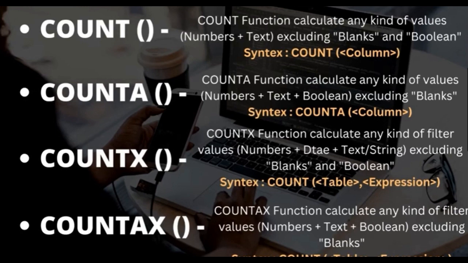Next one is COUNTX. The COUNTX function counts any kind of filtered values, numbers, dates or text strings, excluding blanks and boolean. So it doesn't work for boolean, and it works for numbers, dates and text strings. The syntax is COUNTX(table name, expression). As I already told you, COUNTX or anything with X works with some condition or some filtering. So this expression is for some IF condition or WHERE condition, or whatever you want to filter out here.